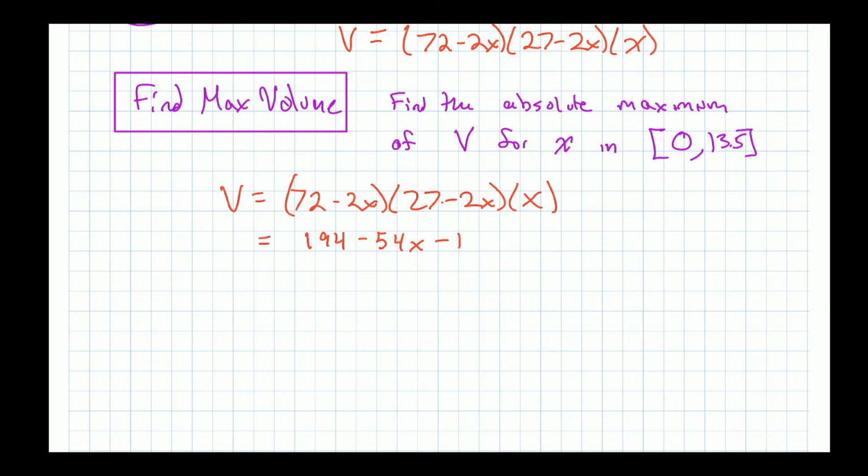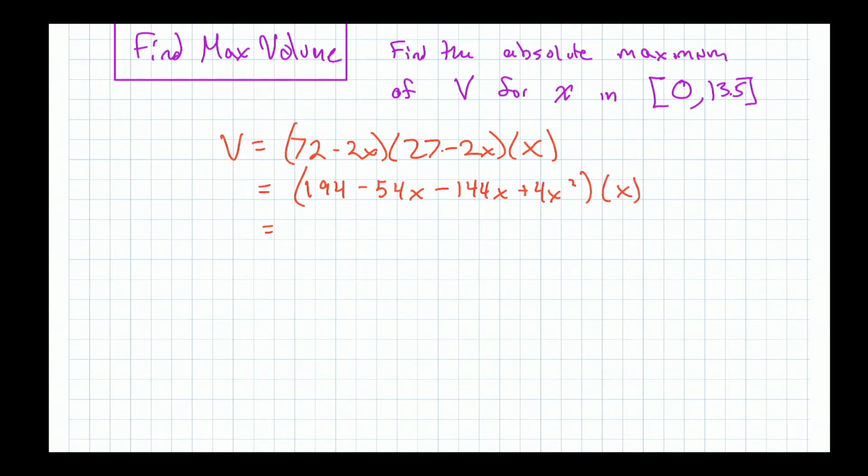And then I have minus 144x, I think. 72 times 2. Yeah. Okay, 144. Is that right? Yeah, that's right. And then plus 4x squared for the last term. And all of that is still multiplied by x. So I get 1944 minus 54 and 144 is 198x plus 4x squared, times x.